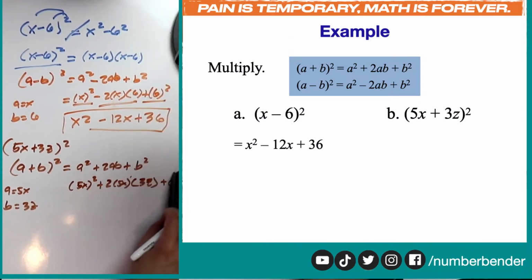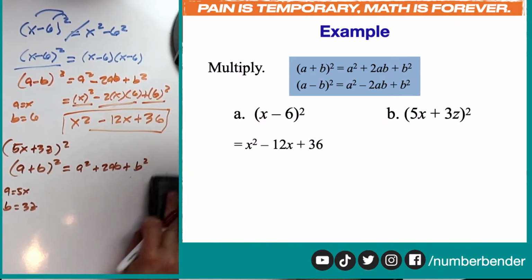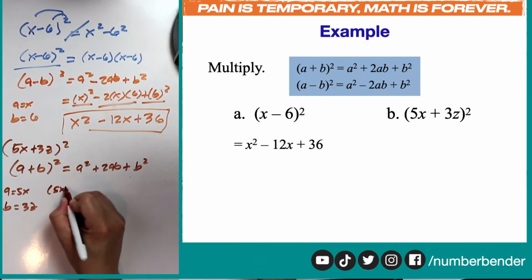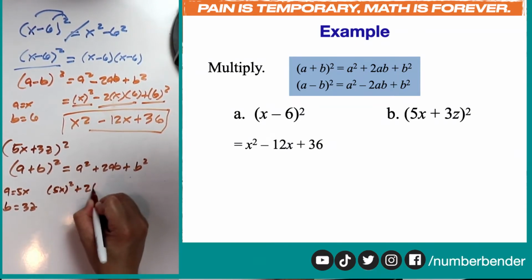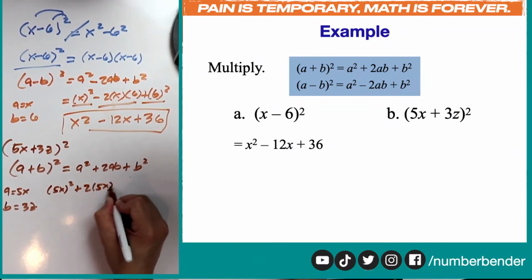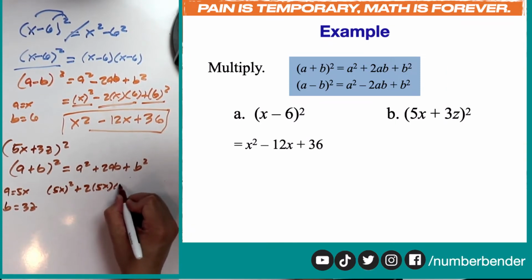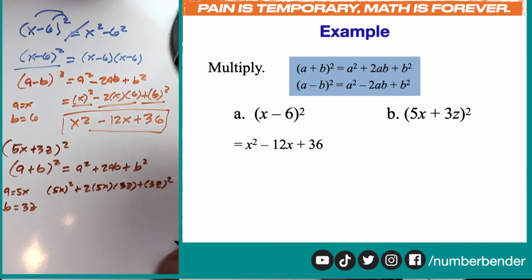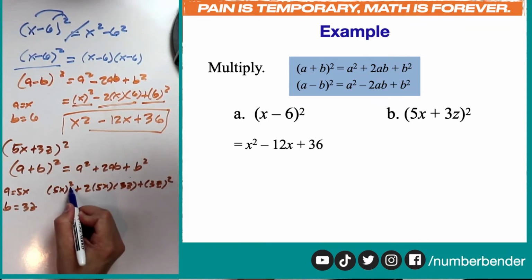Okay, let's rewrite it again so that everyone can see it. So we'll have quantity 5x squared plus twice of 5x plus 3z plus 3z squared. All right, now it fits. And all we need to do now is to simplify our terms by squaring 5x.